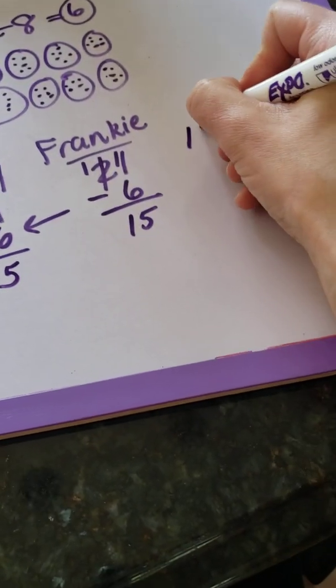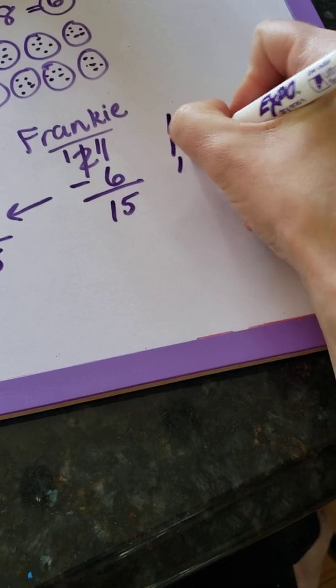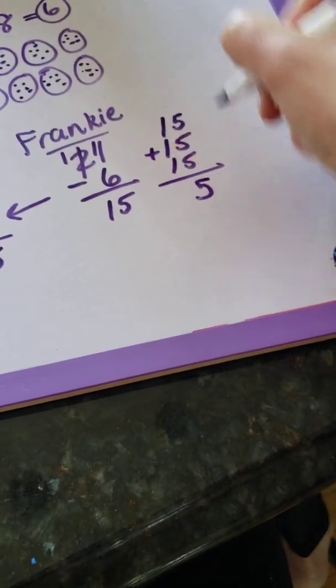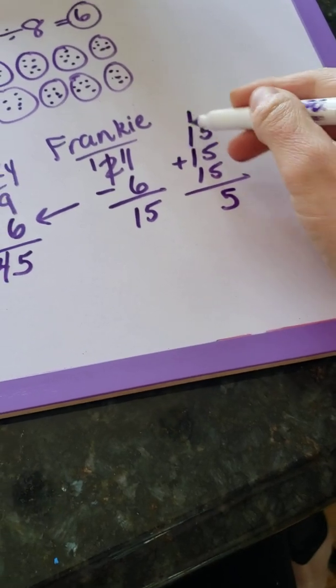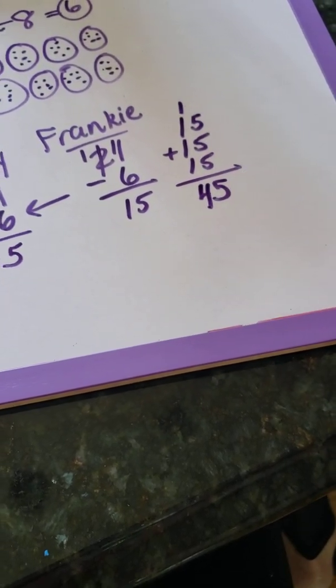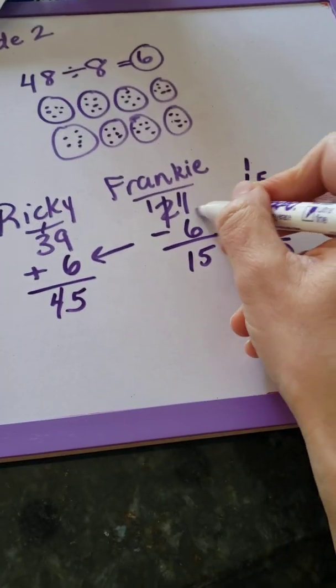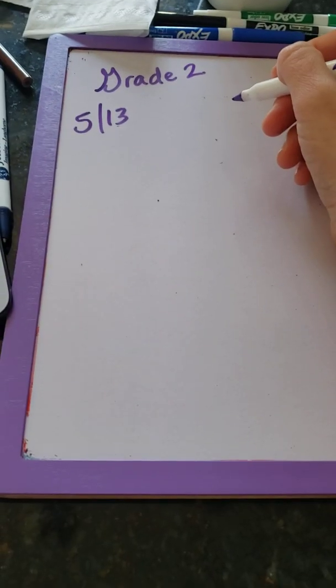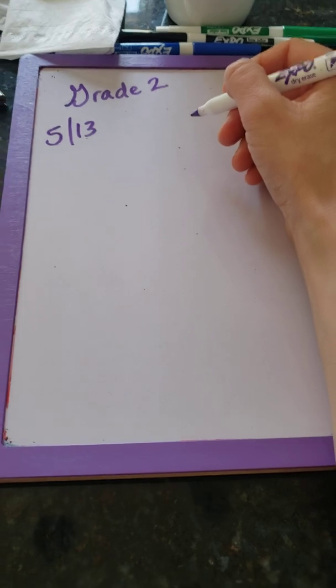And to check that, I could go 15, 15, 15. So that's 3 times. 5, 10, 15. Put down my 5. Carry my 1. 1, 2, 3, and 4. So how many rocks did I move? 6. All right. All right, let's do the next problem.